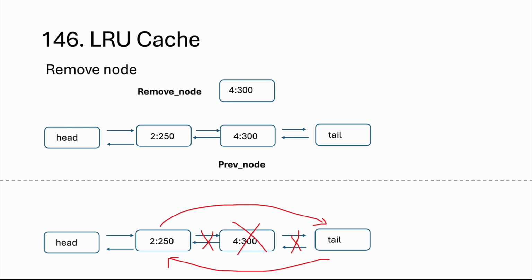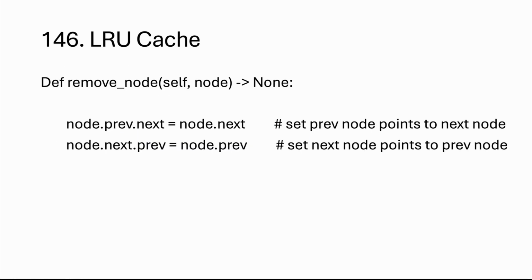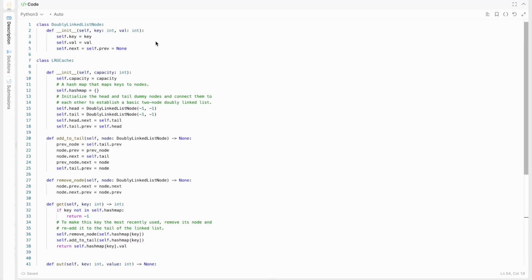How do we achieve the remove node function? Let's say in this example, we want to remove node 4300. We should set the previous node to point to the next node and set the next node to point to the previous node. This is the coding part. Now let's code it up.